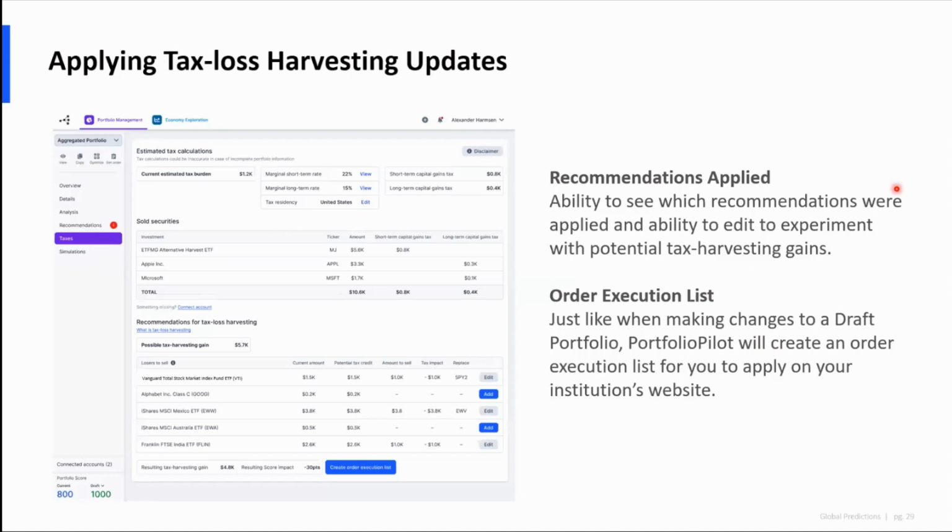And then the last piece, again, one of the things that we love building into PortfolioPilot is the draft portfolios, which allows you to experiment with different investing strategies or adding or buying or selling different securities. One of the things that is great about this is you can see all of this in one dashboard. You can go back and edit or add. But one of the nice things is that after you've done all this work, you can click at the bottom of the screen the create order execution list, which will provide you a list of what you need to buy and sell.